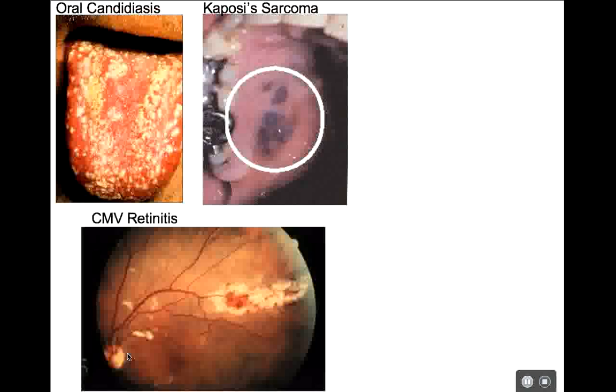This is cytomegalovirus causing retinitis. Cytomegalovirus, if you remember, was one of the herpes viruses. It's almost always asymptomatic, except in immunocompromised individuals. In immunocompromised individuals, it can cause more serious infections, and one of the things it can cause is an eye infection. That's what you're seeing here. This is retinitis in a patient that's gone blind because of cytomegalovirus infection.